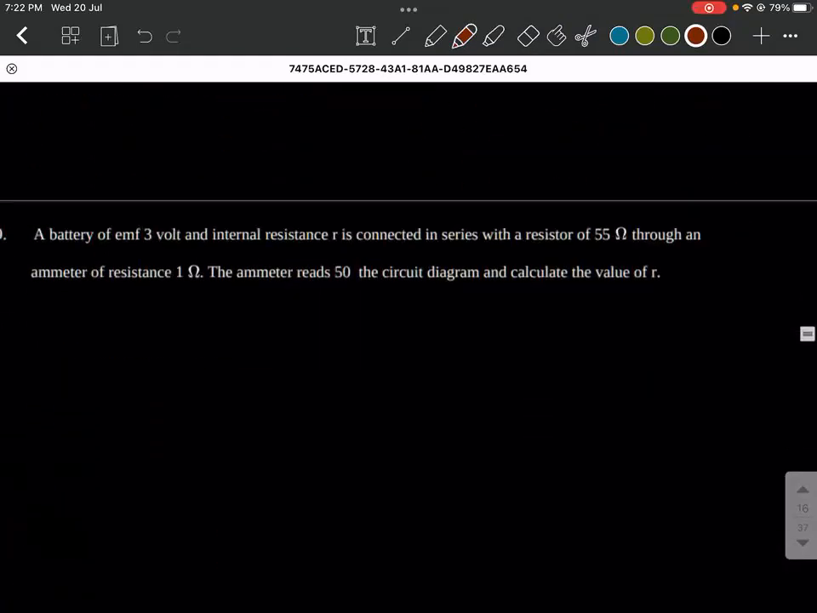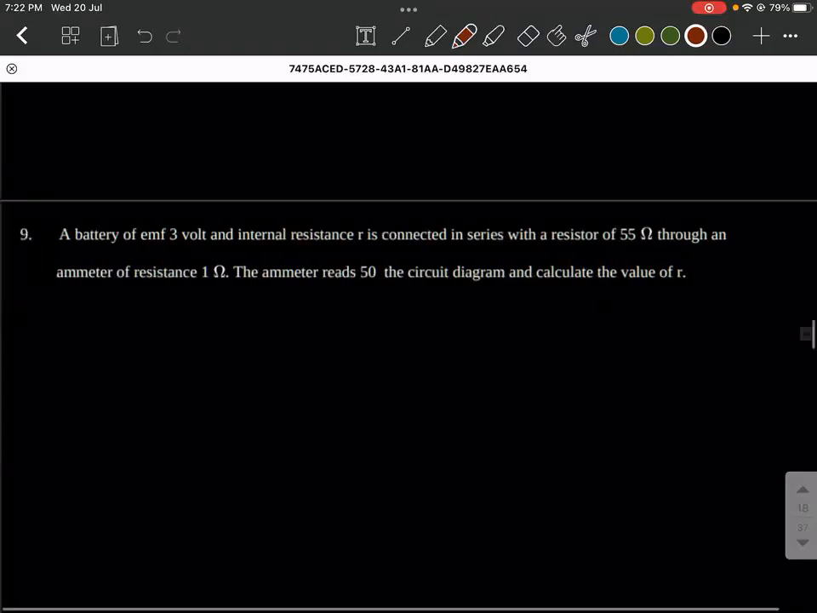So there is a battery of EMF 3 volt and internal resistance r, which is connected in series with a resistor of 55 ohm through an ammeter of resistance 1 ohm. The ammeter reads 50. Draw the circuit diagram and calculate the value of small r. Can you draw the circuit diagram? Let me see. Read the question carefully.